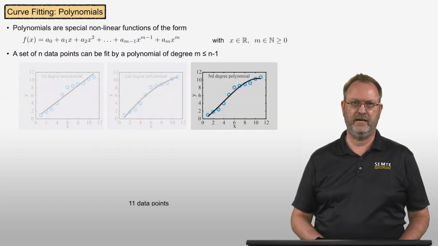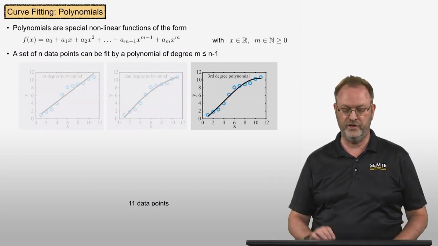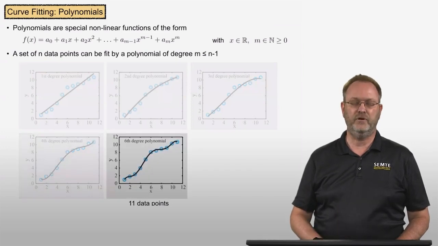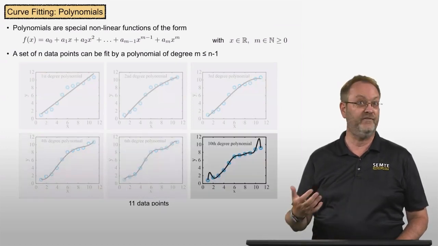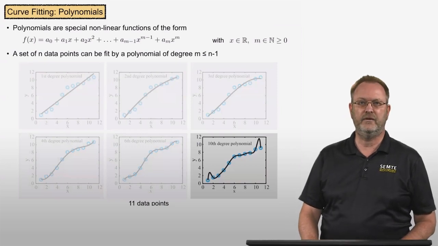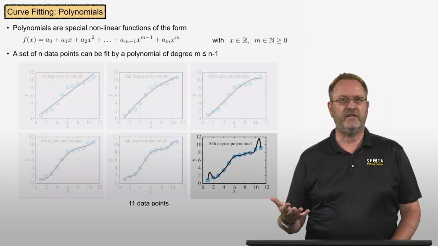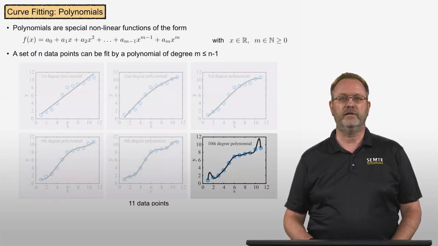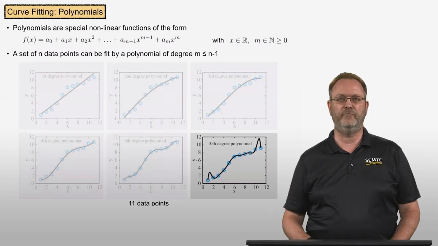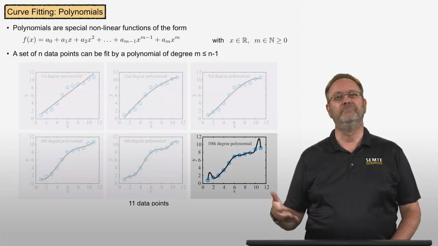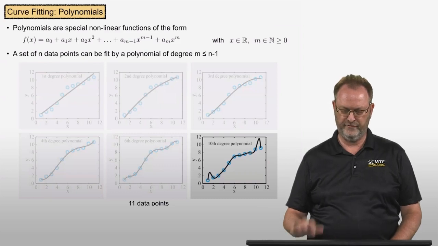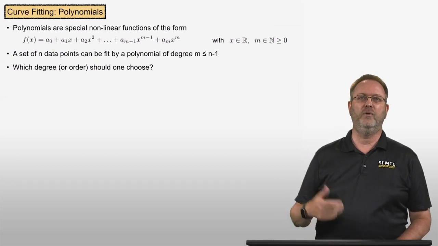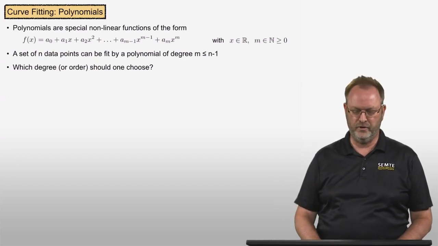This is an example that we would get if we would fit a third degree polynomial. Here you'll see a fourth degree polynomial, a sixth degree polynomial, and we can go all the way for 11 data points to a 10th degree polynomial, which is a special case for 11 data points, because in this case, the 10th degree polynomial will go exactly through the data points. So therefore, that would be interpolation, really, instead of curve fitting. Now, when we have n data points, we can go up to an n minus 1 degree polynomial.